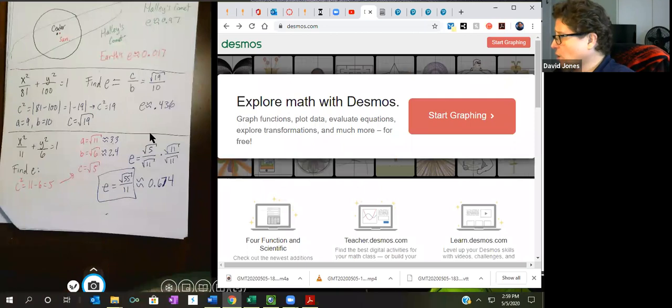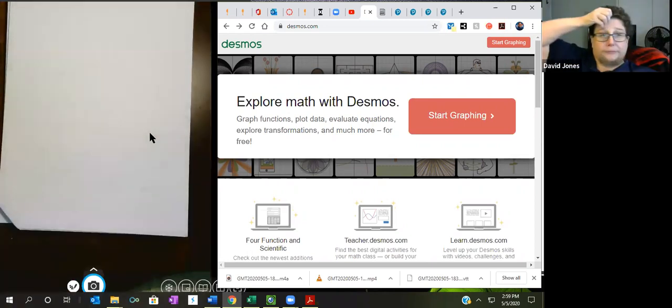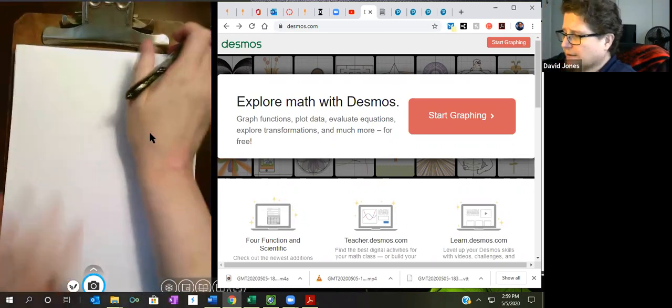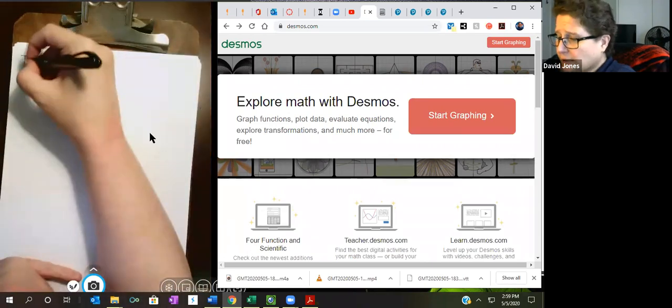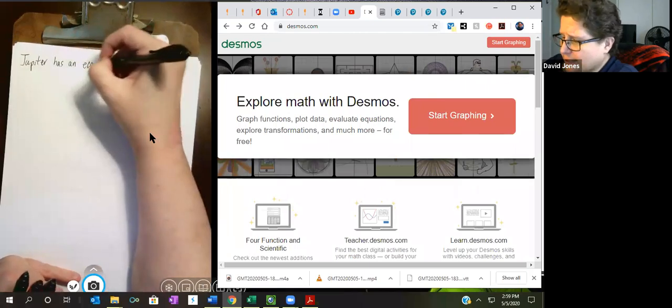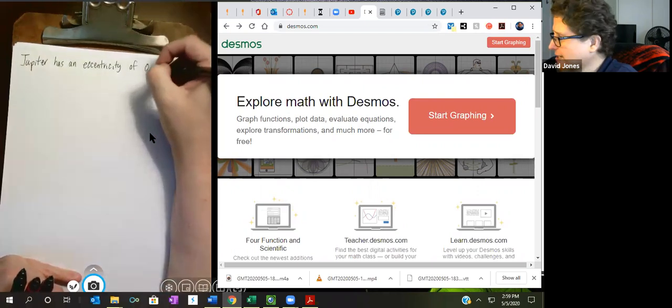Okay. One more example. This helps show some of the power of this. Let's take a look at Jupiter. This is a critical thinking problem. Jupiter has an eccentricity. It's really eccentric. Not really. Its eccentricity is small as well.